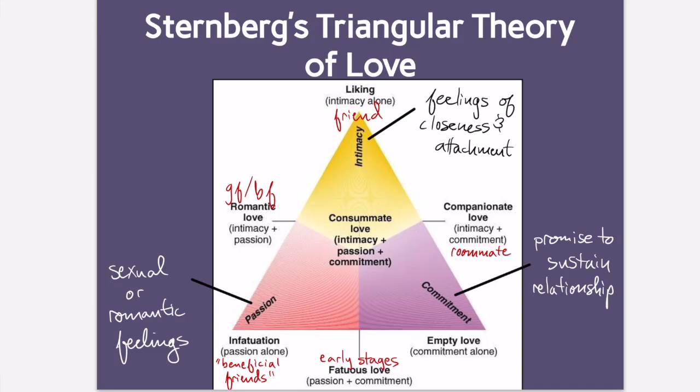Fatuous love is passion plus commitment. So the early stages of a relationship when y'all are official and you upload on Facebook, hey, it's not complicated anymore. Infatuation is passion alone. So you don't have a commitment, so they're just friends with benefits. Romantic love is intimacy plus passion. Okay, so also a type of relationship there. Consummate love falls in the middle and it hits all three of those categories.